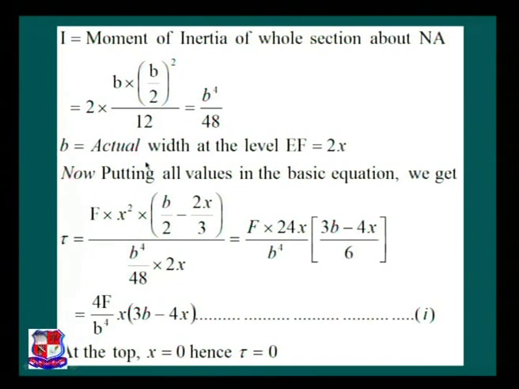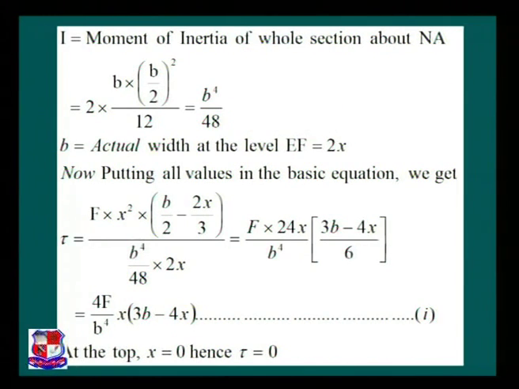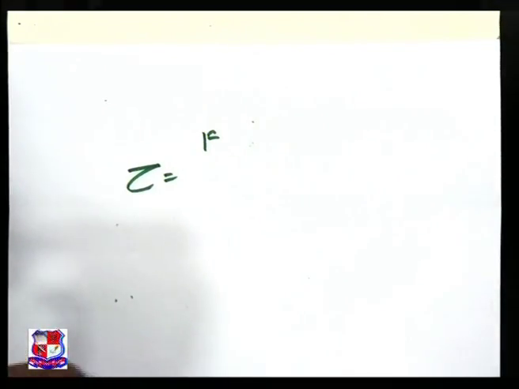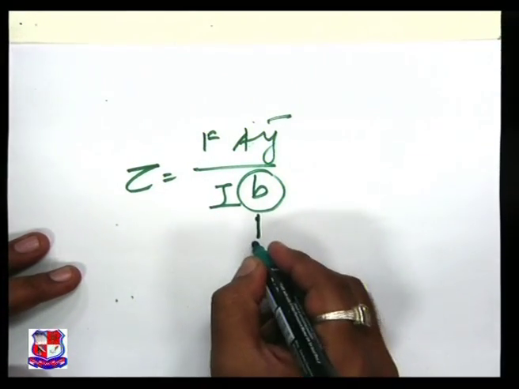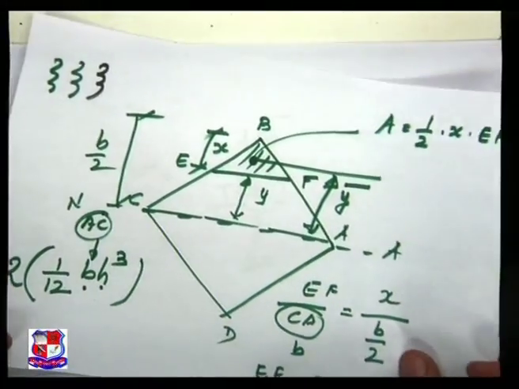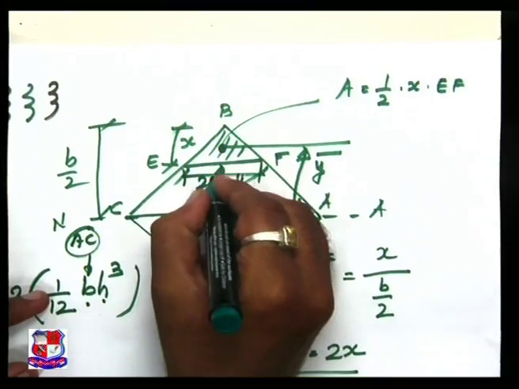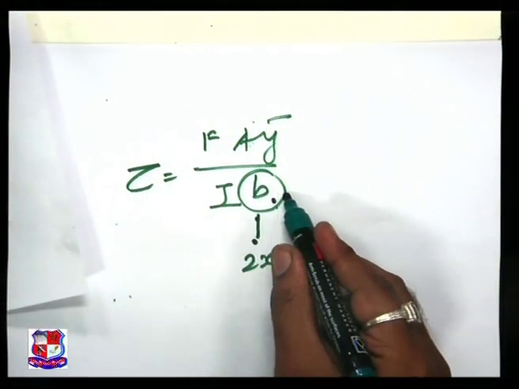B is nothing but the actual width at the level EF, which is equal to twice x. So now substituting this value in the original equation, because B is not the same B over here. In the original equation, tau is equal to F A y bar by I B. Please come to this tabletop because it is very important to understand. This B is nothing but the width available at layer EF, and that is nothing but 2x. So if you are referring to this figure, this is 2x, and this is the value of B we have to put over here. In this case, B is the width of the layer.